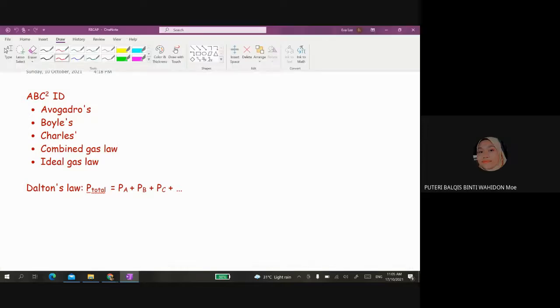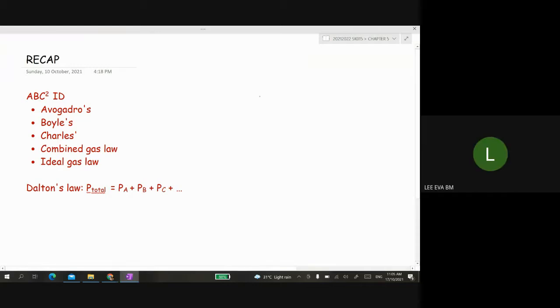Volume of gas is directly proportional to number of moles. Okay, very easy one, just to start on your memories. Yeah, volume of the gas is directly proportional to number of mole or the amount of the gas. How about Boyle's law? Volume is inversely proportional to pressure.